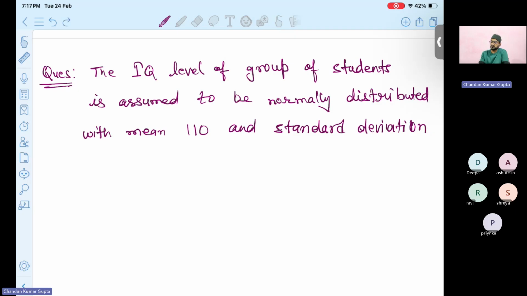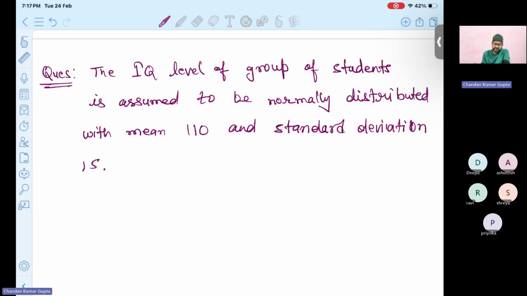Always remember, most of the time in the question it is the standard deviation that is given, but during the expression we use either standard deviation or variance, depending on where we will use that information. Okay, 110 with standard deviation like 15.